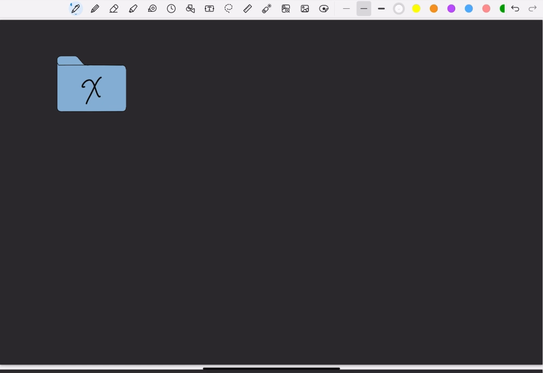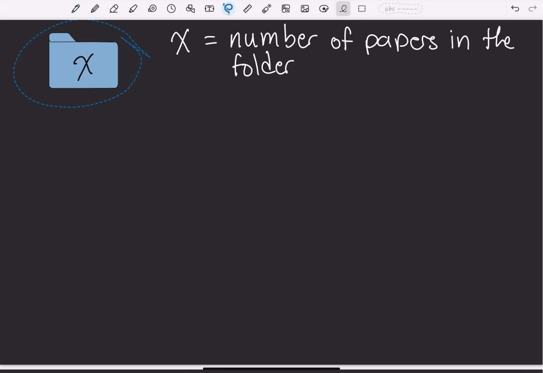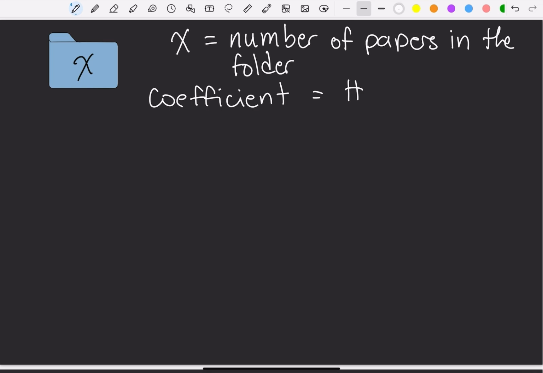So let's take this for example. Here we have one folder with X amount of papers. Just to let us know, I'll write here that X equals the number of papers in the folder. So we have X number of papers in the folder. How many folders do we have? Our coefficient in this case equals the number of folders. Well, how many folders do we have here? We have 1.